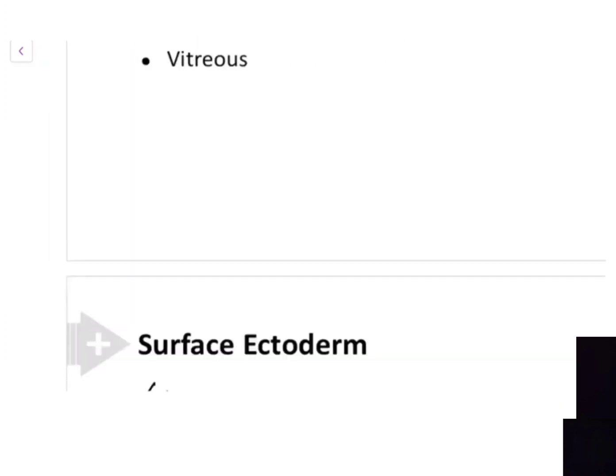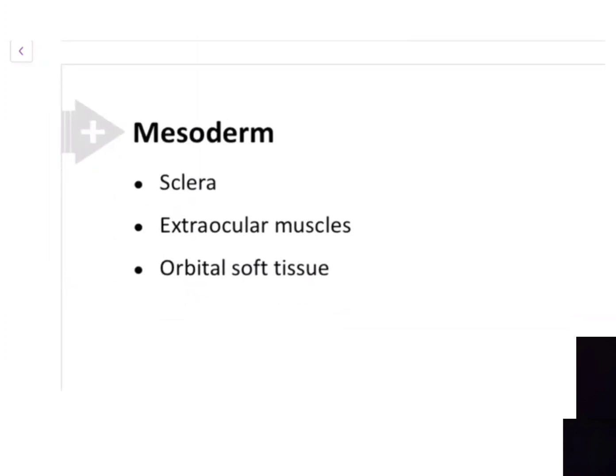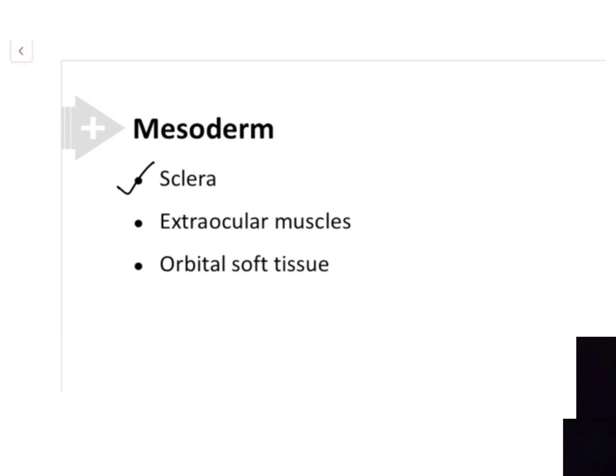So if you are asked what is the most important derivative of our mesoderm, it is the sclera, then the extraocular muscles and the orbital soft tissues. Now whatever is left, so we have learned 3 lists, whatever doesn't feature in this list, we can safely mark it as a derivative of neural crest.